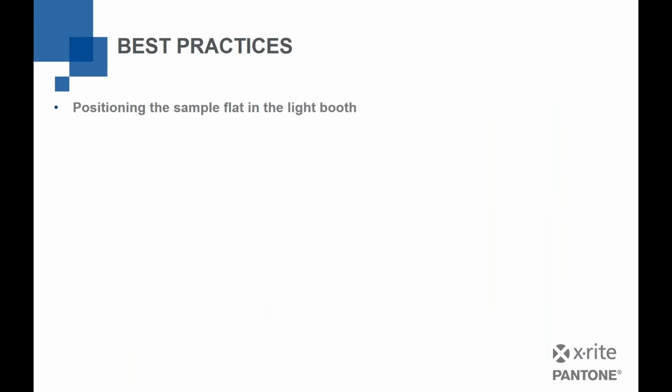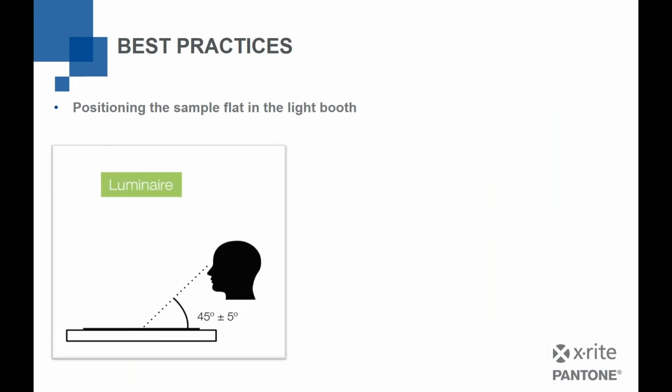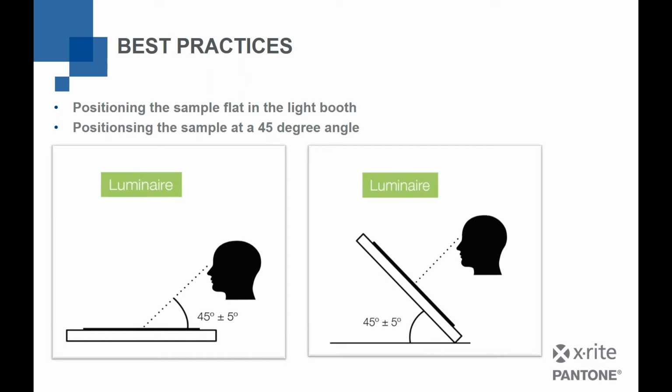One is about how we put samples in a light booth. So maybe the most important one. There are 2 ways to do it. Positioning the sample flat, in other words, laying it on the surface of the booth, or parallel, perpendicular to the luminaire, which is the actual lights, okay? The other way that we see people do it is they may position the sample at a 45-degree angle. So they've got something that's holding the sample at a 45-degree angle. Either of those 2 methods will work and be repeatable, but there's a caution.